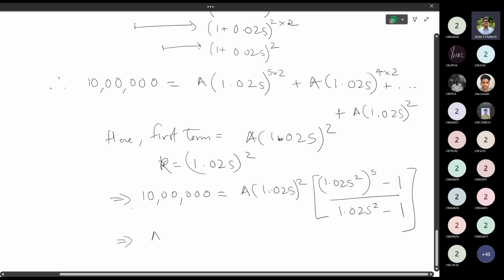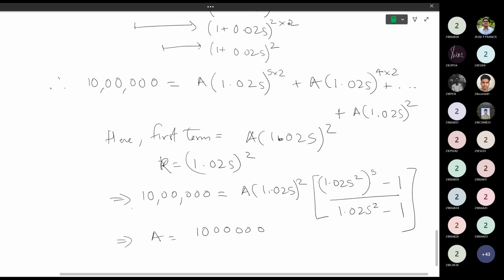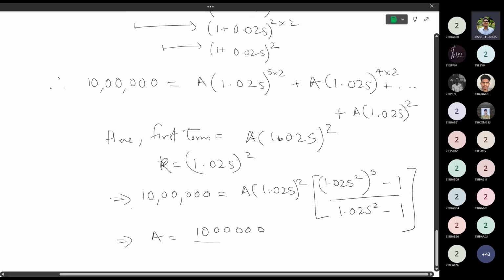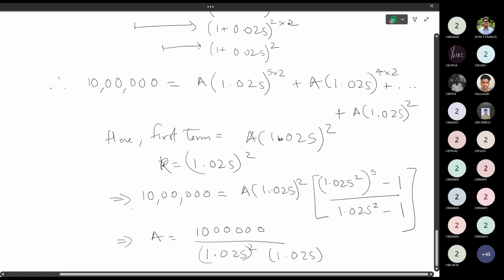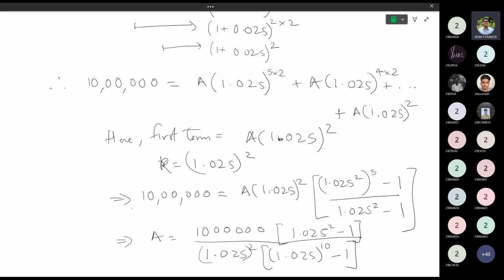This implies A is equal to your 10 lakh divided by 1.025 square into (1.025 square to the power 5) minus 1, into 1.025 square. Can you tell me what the answer will be?